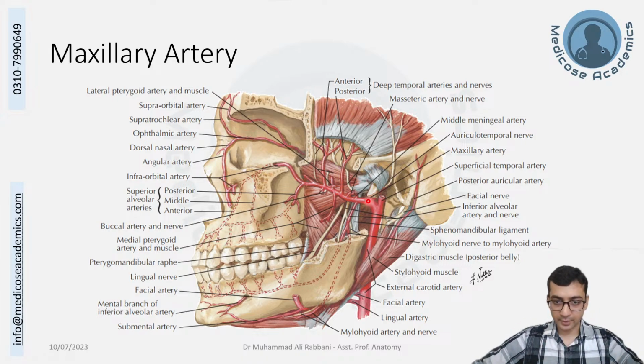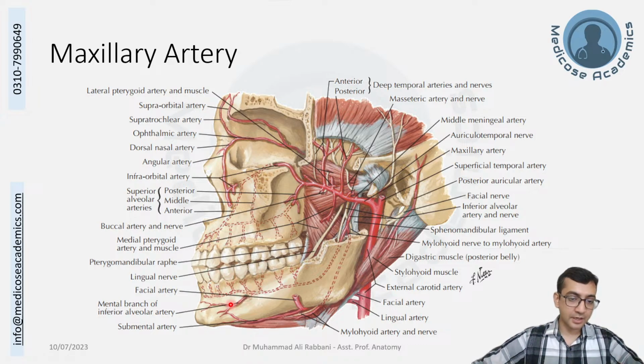So here is the first part. A major artery shown right here is going down into the jaw, into the mandible, that is the inferior alveolar artery. It moves down, enters the mandibular foramen, runs along the inferior alveolar nerve and along the canal to supply the lower teeth.